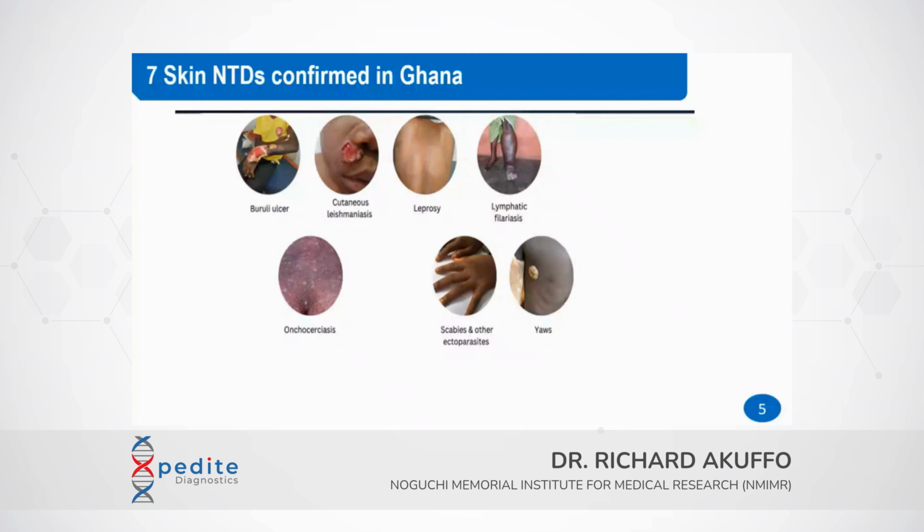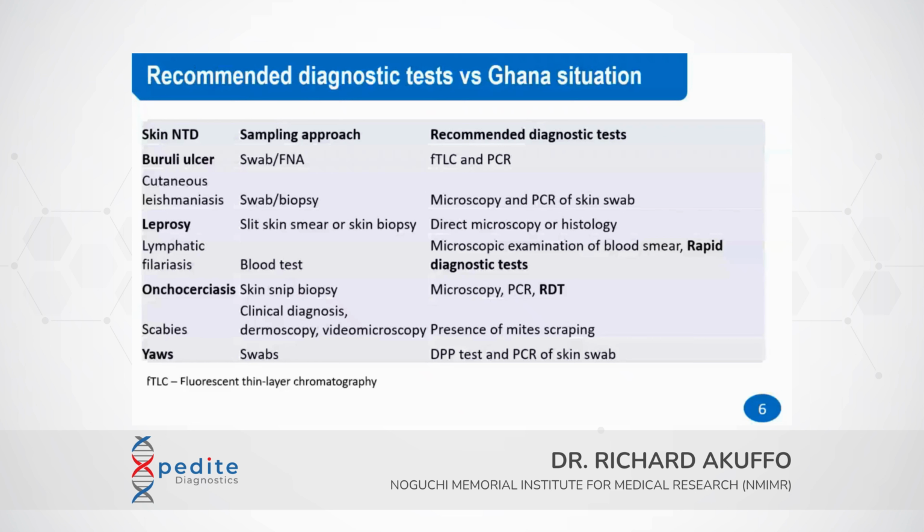Ghana currently, I would say, has all of them in place, except a few. So I'll just mention the ones that we are not actively doing as a country. When it comes to scabies, the main diagnosis currently is clinical diagnosis. We are not currently doing dermoscopy or video microscopy, which are possible options. A lot of the diagnosis really is based on the clinical diagnosis.